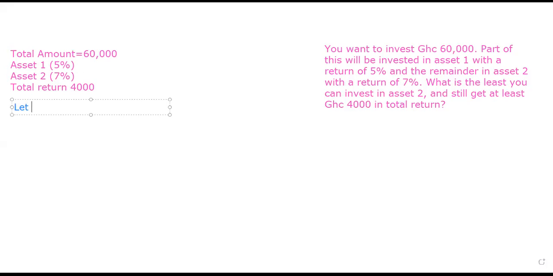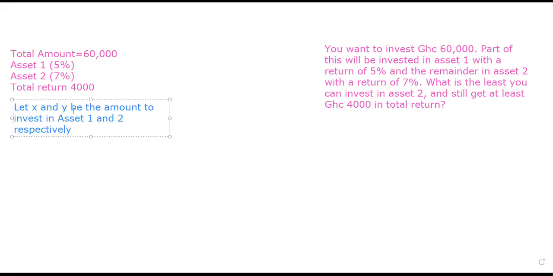So let X and Y be the amount to invest in asset one and two respectively. Because we don't know how much we should invest in asset one or asset two, you represent the amounts you are going to invest with variables. So let X and Y be the amount to invest in asset one and two, respectively. Are you okay? So we can form one equation.